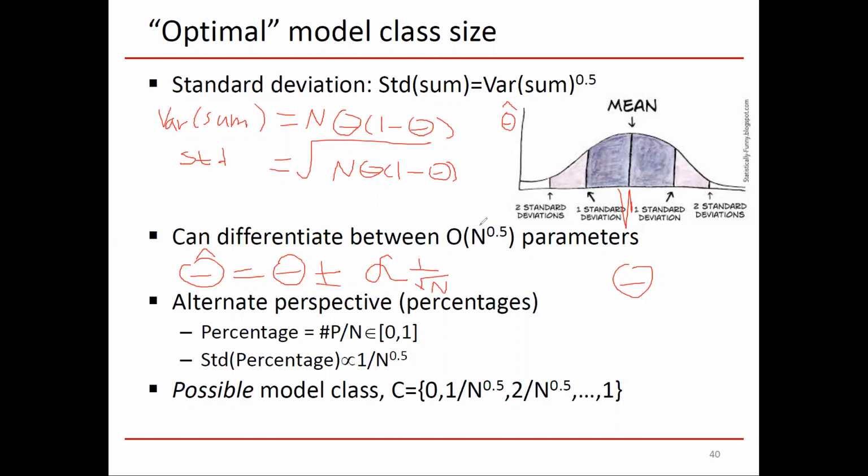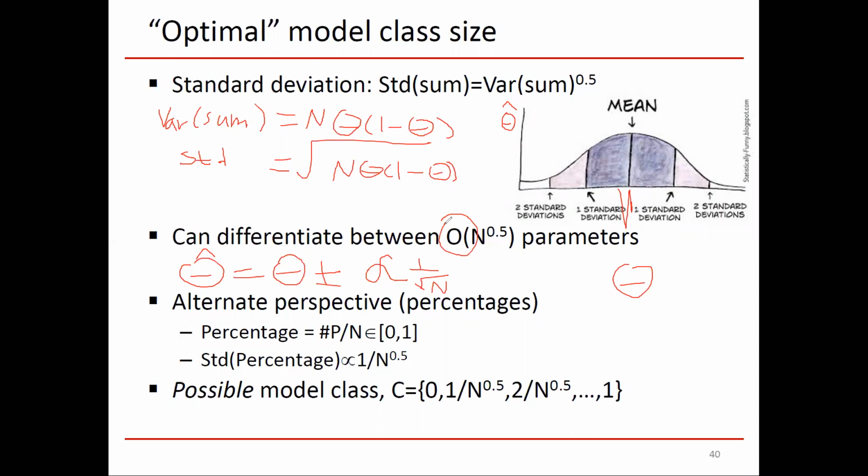So now we can cover the range from 0 to 1 with order of square root of n parameters, and we'll talk about O notation soon. Order of square root of n parameters will cover the range from 0 to 1, such that each of them will be the amount of the typical variation that we would expect around the true theta. So another perspective would be percentages. The number of purples divided by n is theta hat. It's between 0 and 1.